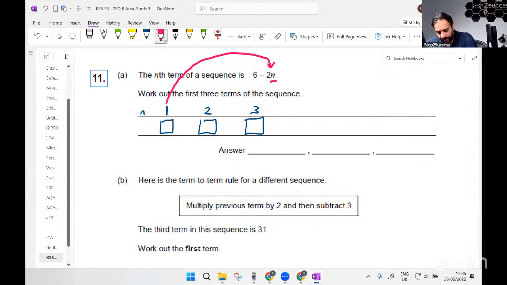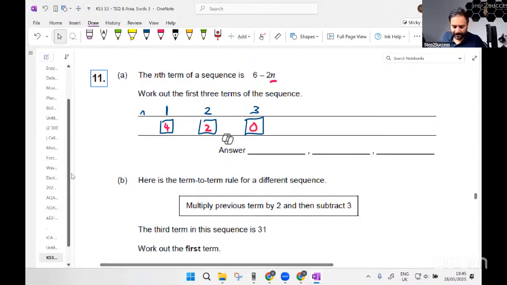When n is 1, you do 6 take away 2 times 1, which is 6 take away 2, which is 4. If n is 2, you would do 6 take away 2 times 2. 6 take away 4 is 2. And then you do 6 take away 2 times 3. 6 take away 6 is 0. And they are your first three terms of the sequence.